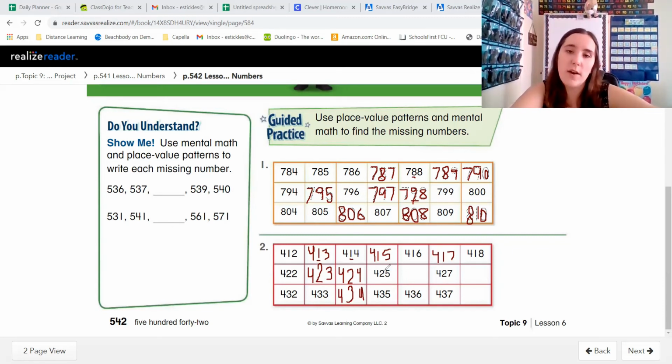There's lots of different ways you can see these patterns. This one, 425 plus 1 would be 426. 427 plus 1 would be 428, which is the same as 418 plus 10. And 428 plus 10 would be 438. So my 10s become a 3, not a 2.